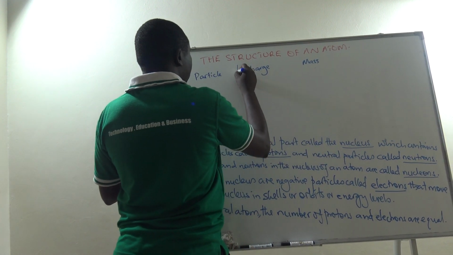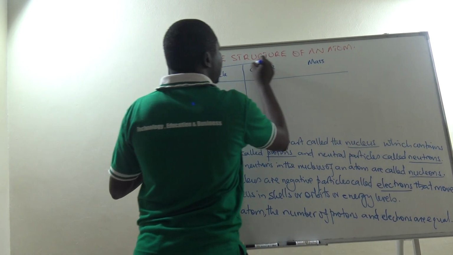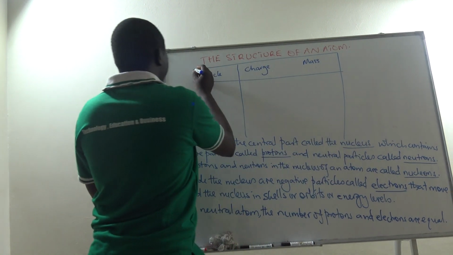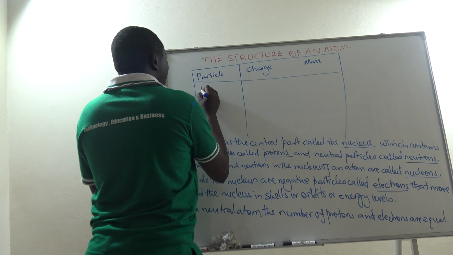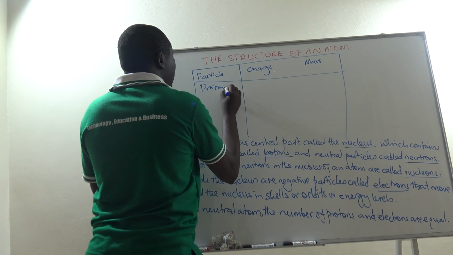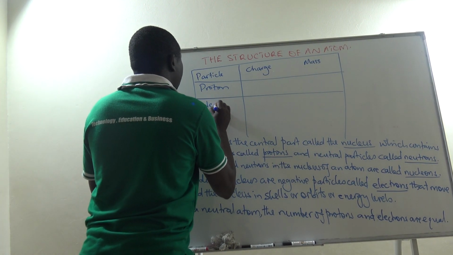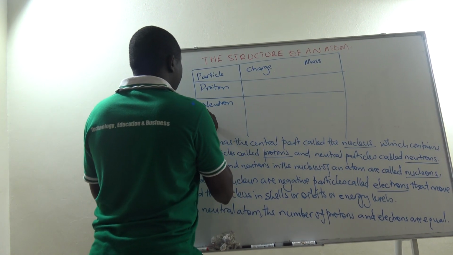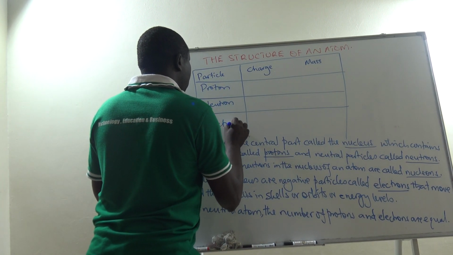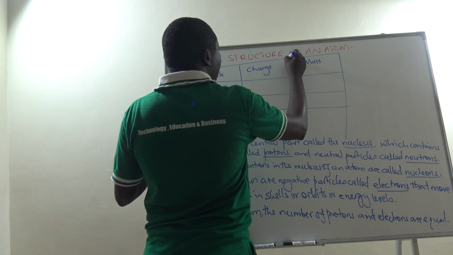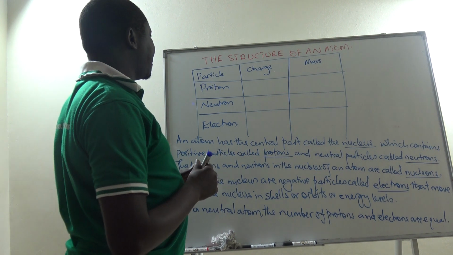So let us look at each particle, the charge of each particle, and then the mass of each particle. And this one will catapult us to something else that we are going to see about an atom. Remember, we are still looking at an atom. So the particles we have are a proton, a neutron, and an electron. So let us look at the charge and the magnitude of mass of each of these subatomic particles.